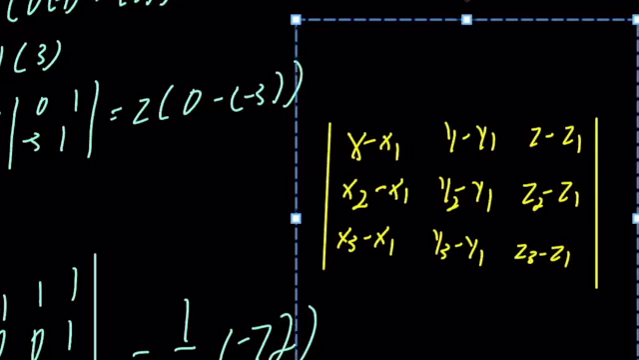And from there, it's simply a matter of expanding by cofactors. And there you have it. You're now able to find an equation of a plane passing through 3 points.